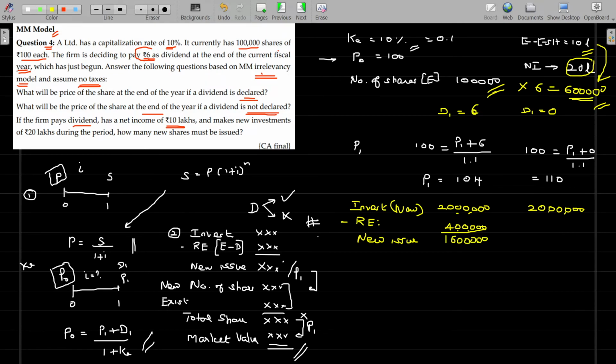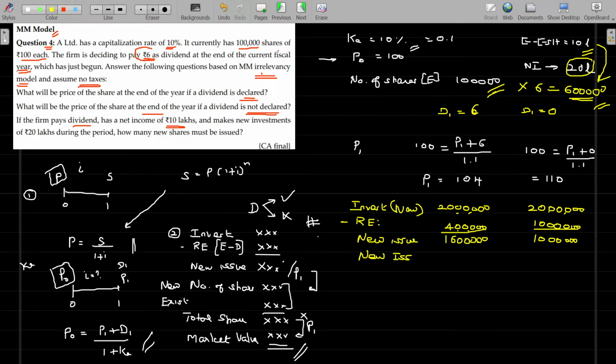And in this case, retained earnings remains at full value because we have not declared even a single rupee of dividend. So it becomes 10 lakhs. Your new issue should be made for an amount of rupees 10 lakhs. Now we have to find out the number of shares to be issued new for raising the fund required.